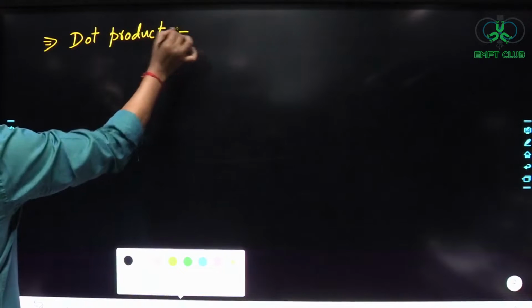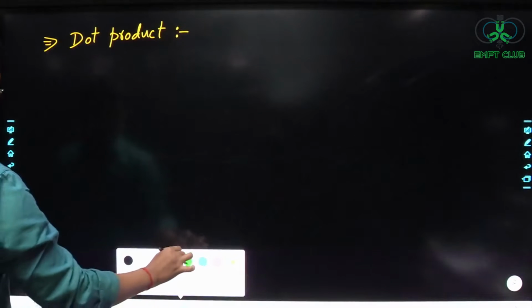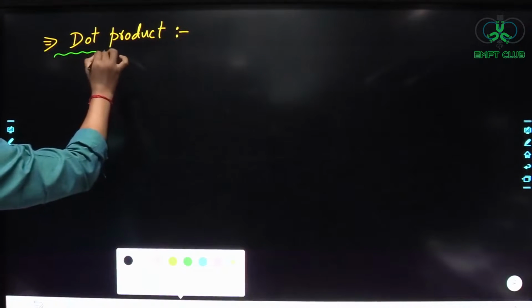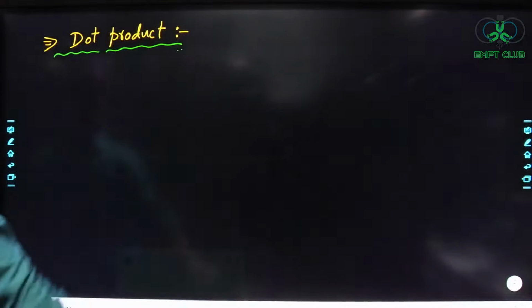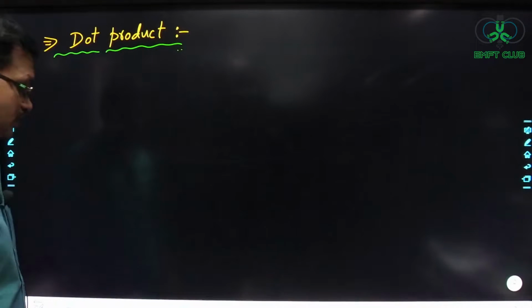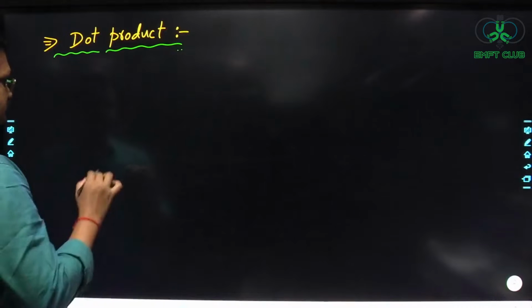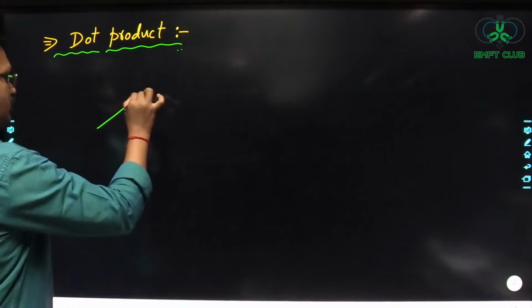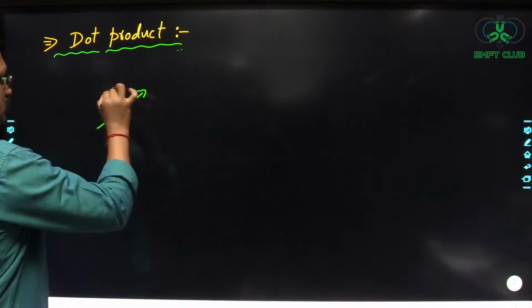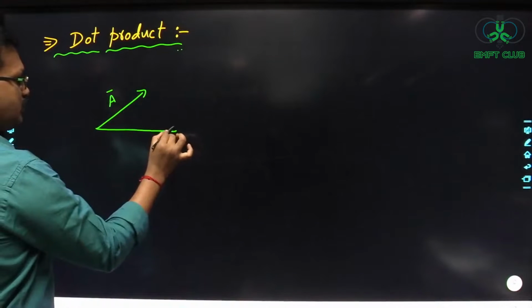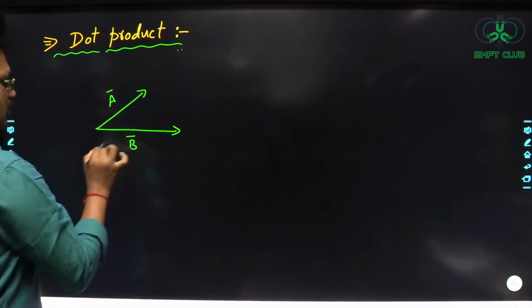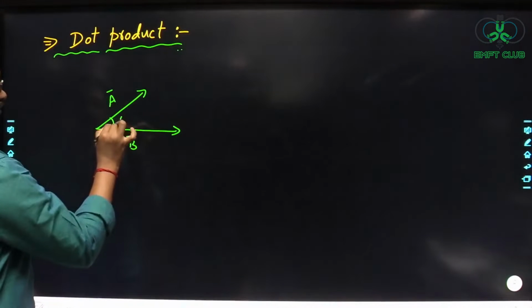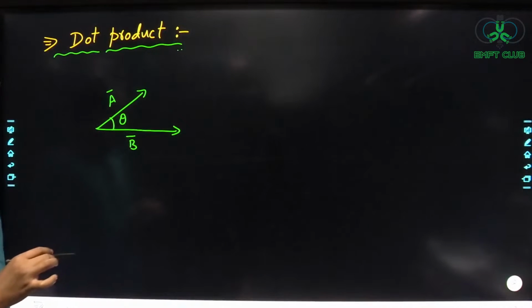Next we will see dot product. Now see here, let us say I am having here a bar, and here another vector, let us say this is b bar, and let us say the angle between this a bar and b bar is theta, right?